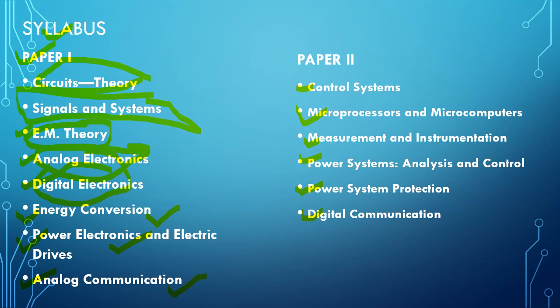Now if you go to paper 2, they are mostly electrical subjects, but everyone studies some from electronics also, like control system. Microprocessor and microcomputers are not too tough, you can manage them very well. Measurements and instrumentation, again we studied in our time, but now they have removed it from the electronics syllabus. Power system and power system protection are the electrical portion, and then digital communication. So there are many common subjects for electronics and electrical engineering, hence you can prepare very well from either background.